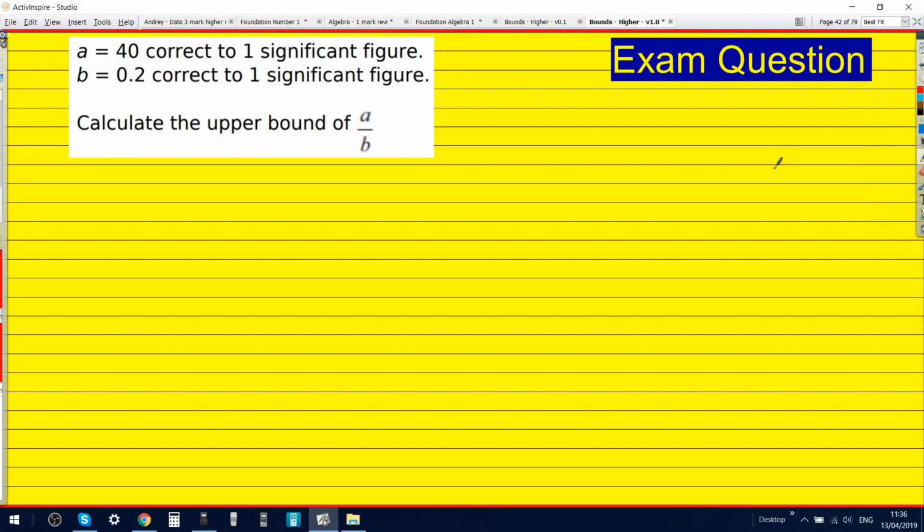Okay, let's try this one. 40 has a lower bound of 39.5. It was rounded to one significant figure. So just 39. No, 35. And 45 is the upper. And then B is 0.15 or 0.25. And the upper bound is the biggest divided by the smallest.